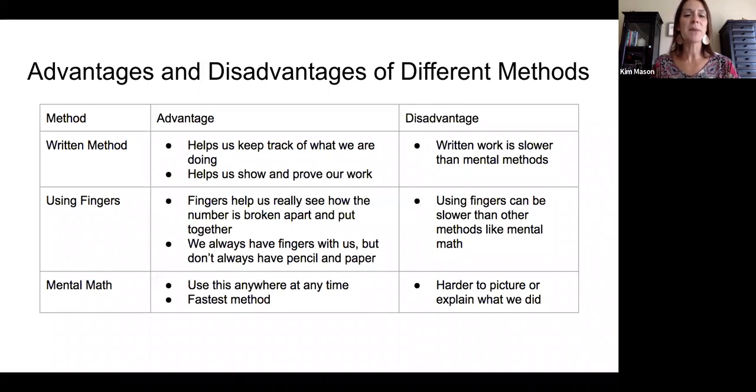And then using mental math, you can use it anywhere. That's a huge advantage, and it's usually the fastest method. But a disadvantage, and what makes it really hard, is it's harder to picture what we're doing and to explain. So those are some of the advantages and disadvantages of using these 3 strategies. You can use them all, and we want to use all of them to practice and check our work.